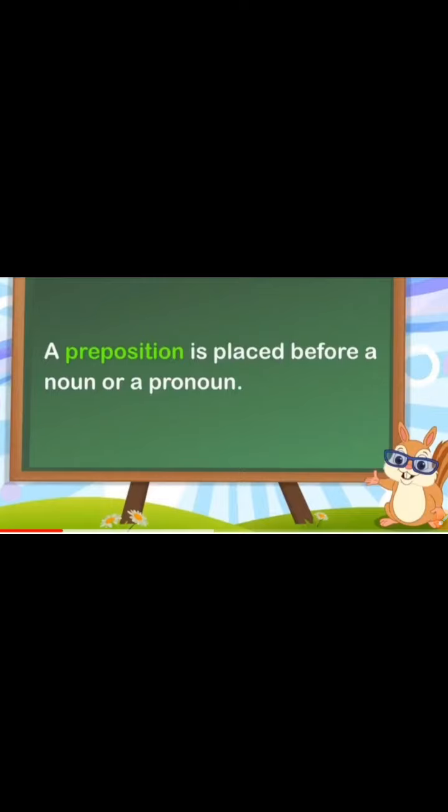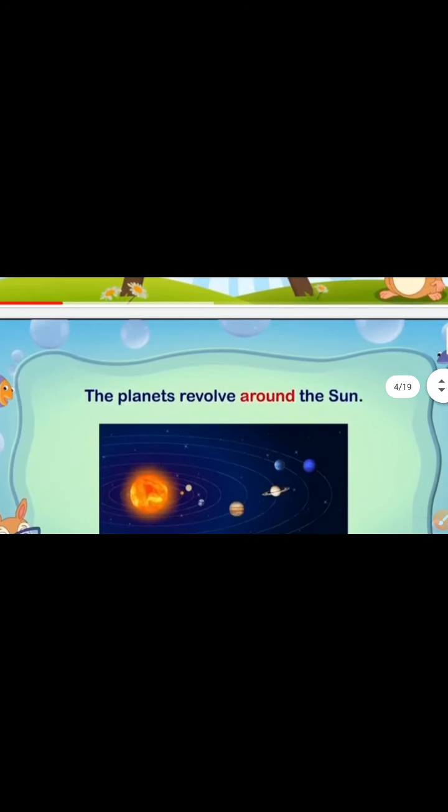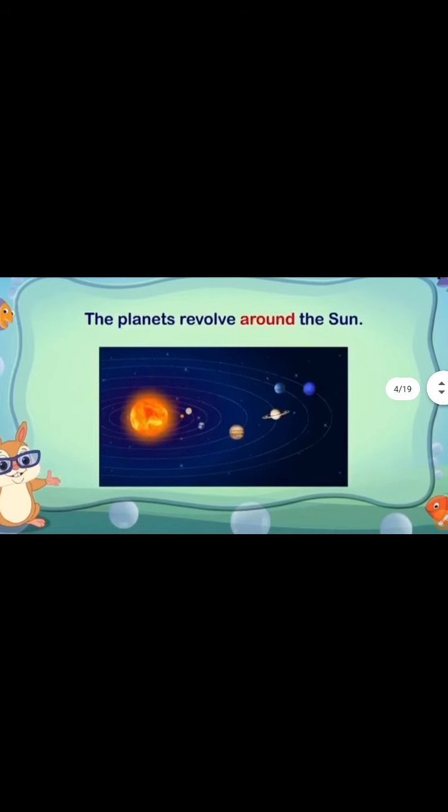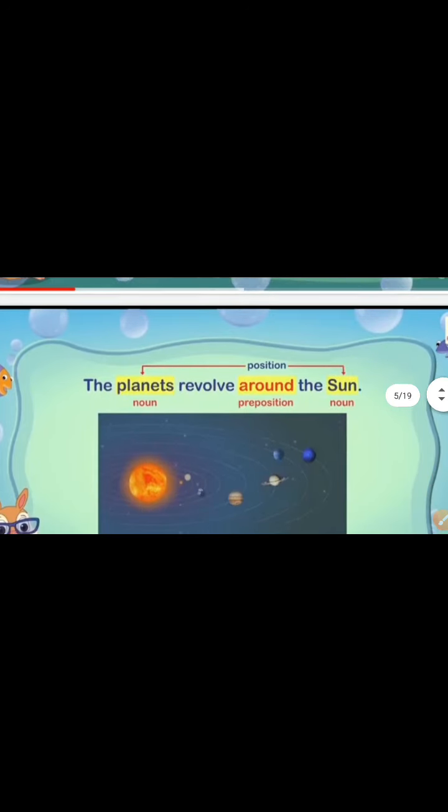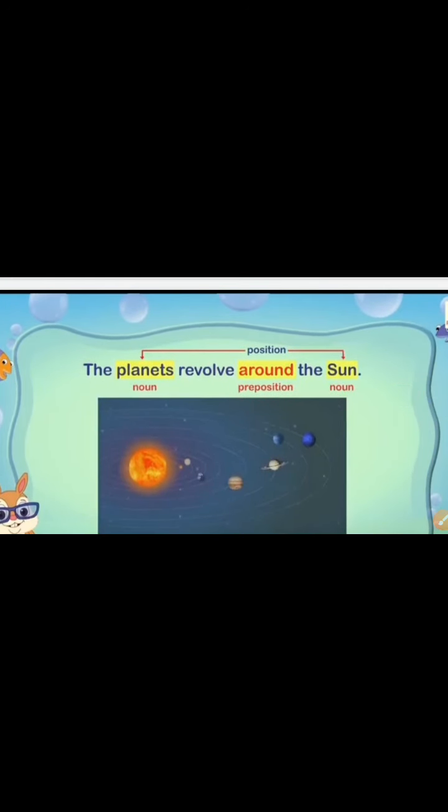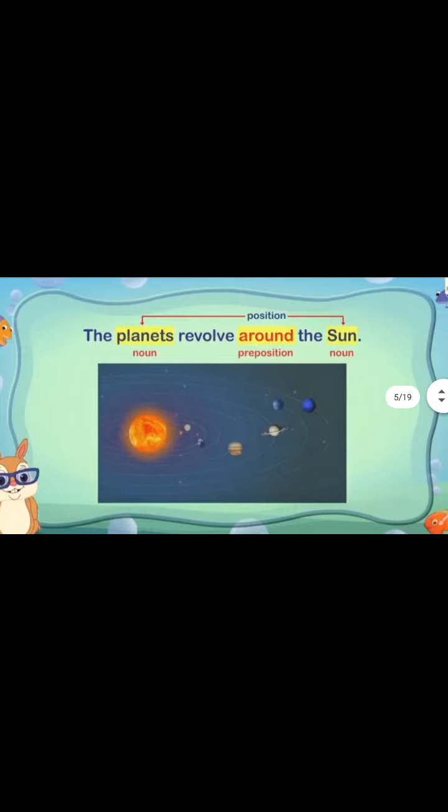You can easily understand through this example. You can see in this image there is a solar system, and the statement is: the planets revolve around the sun. Now you can see the planet is a noun and the sun is also a noun, but the relation between the word planet and the word sun, both nouns, is shown by the word around, which is known as a preposition.